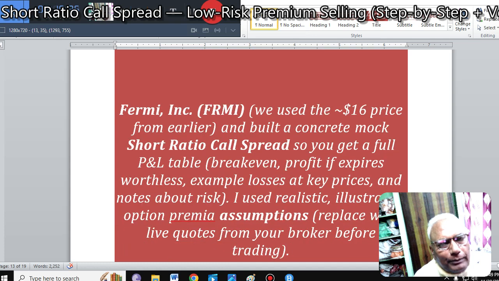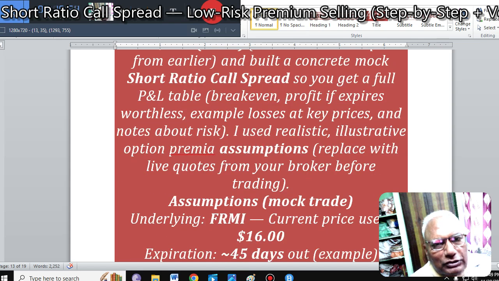Fermi Inc., FRMI. We used the $16 price from earlier and built a concrete example short ratio call spread, so you get a full P&L table: break-even, profit if it expires worthless, example losses at key prices, and notes about risk. I use realistic illustrative option premium assumptions. Replace with live quotes from your broker before trading.